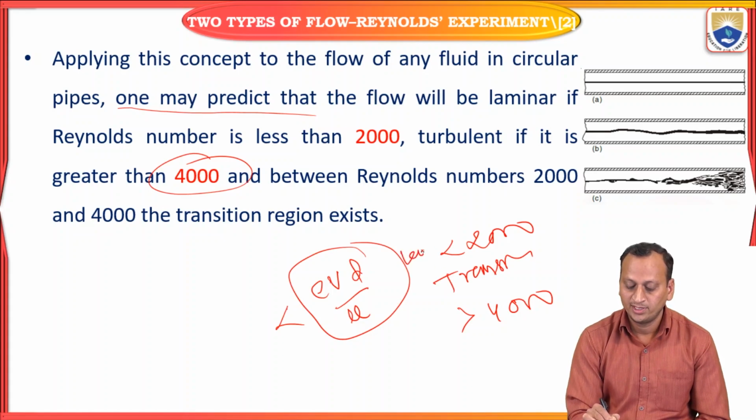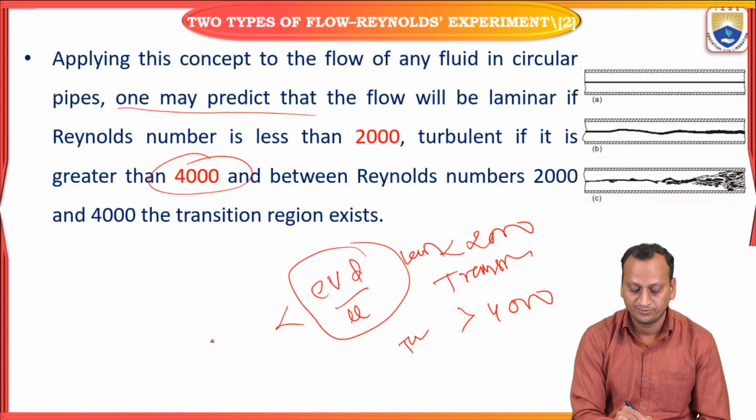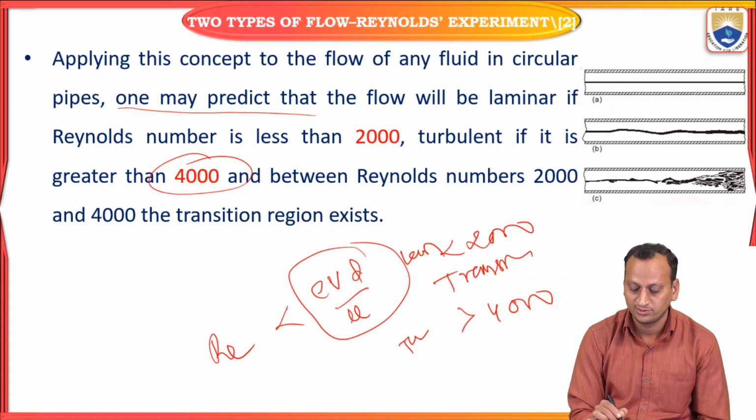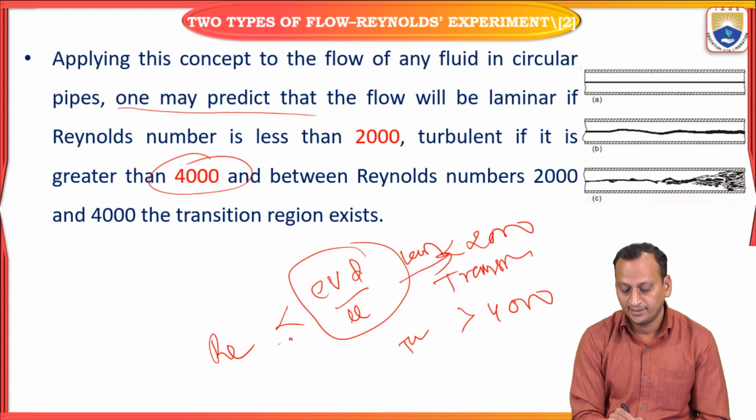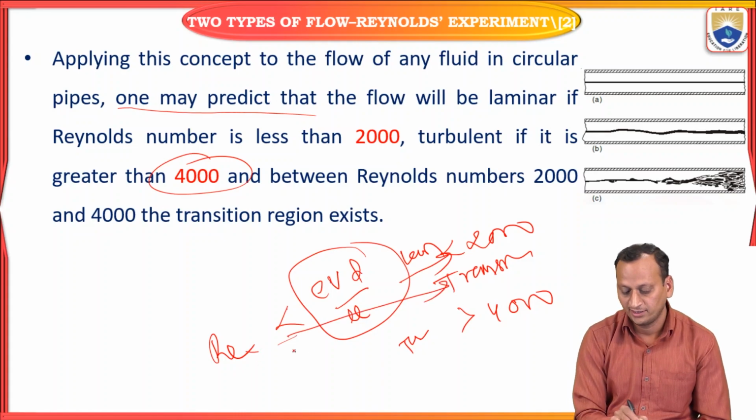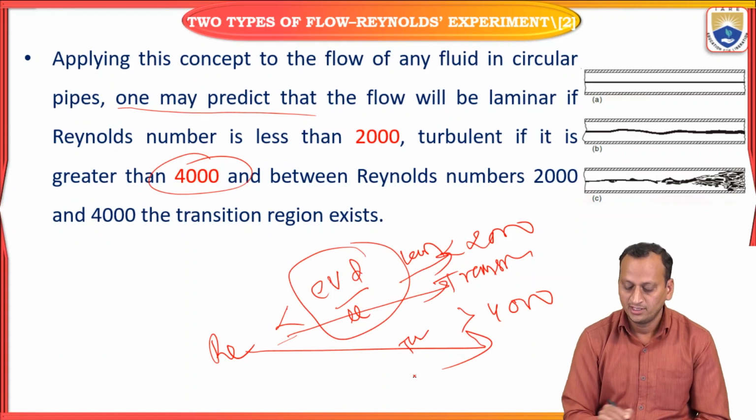So this is laminar flow and turbulent flow. If the Reynolds number as per this equation, rho VD by mu, is less than 2000, that is laminar, and if it is between 2000 and 4000, that is transition, and if it is greater than 4000, that is turbulent flow.